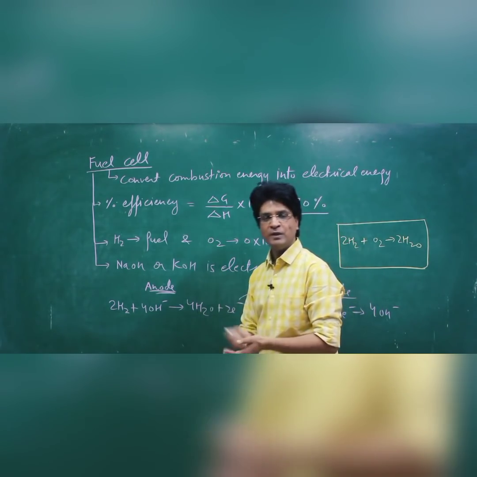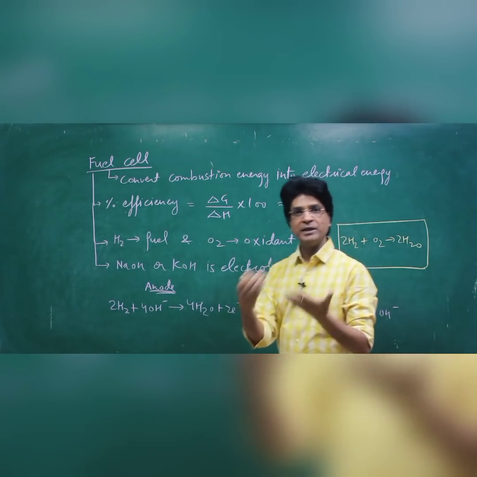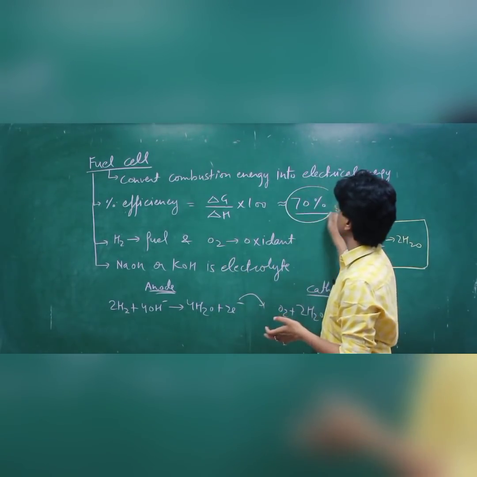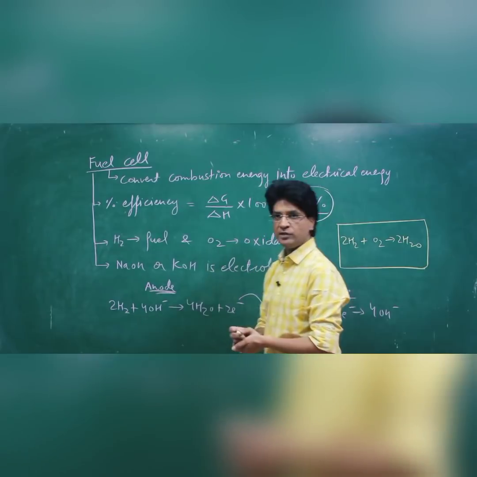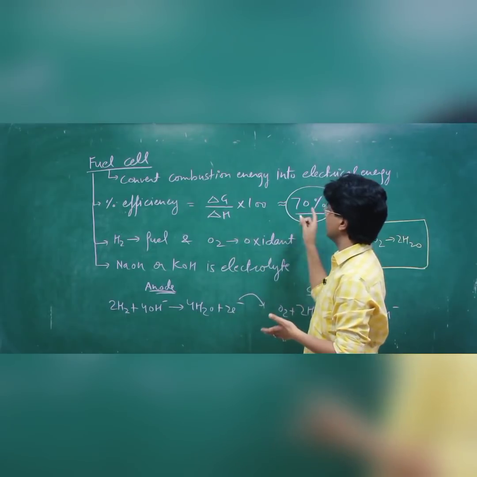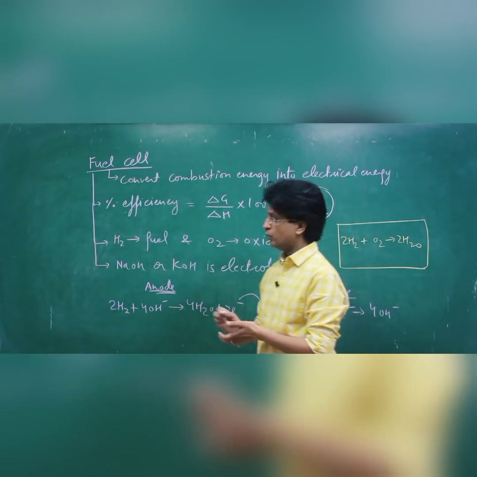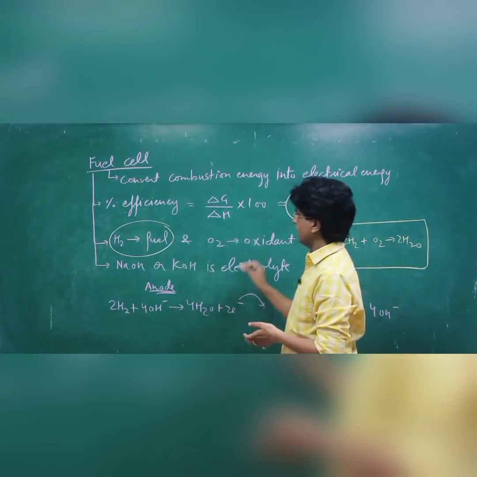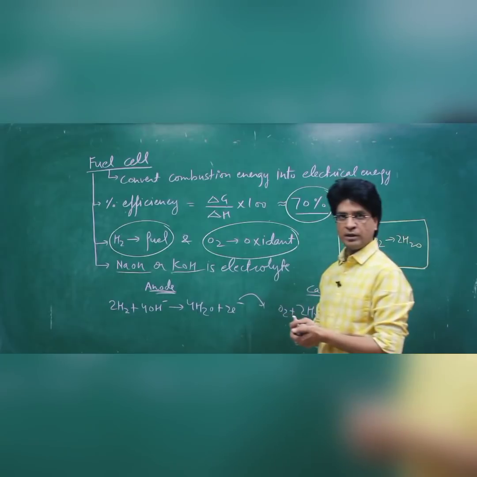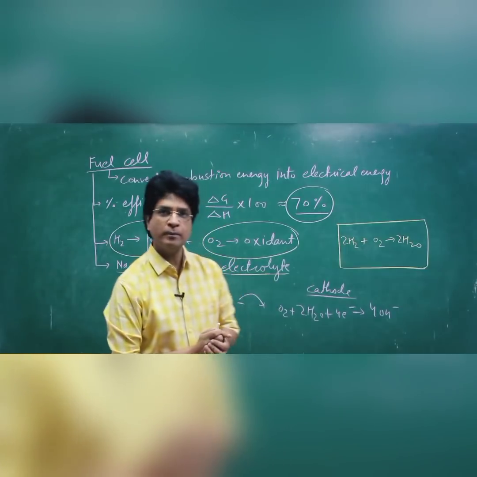So fuel cell is a cell which converts combustion energy directly into electrical energy, and its percentage efficiency is the most among all kinds of cell. It is almost 70%. To calculate percentage efficiency, you take delta G, the useful energy, upon total energy given, into 100. You will get the efficiency, which is normally around 70%. Okay. Now in fuel cell we use hydrogen as the fuel and oxygen as the oxidant. NaOH or KOH is used as electrolyte. So this reaction takes place basically in basic medium.